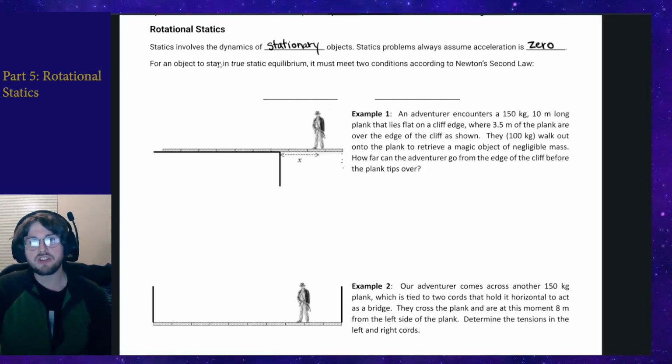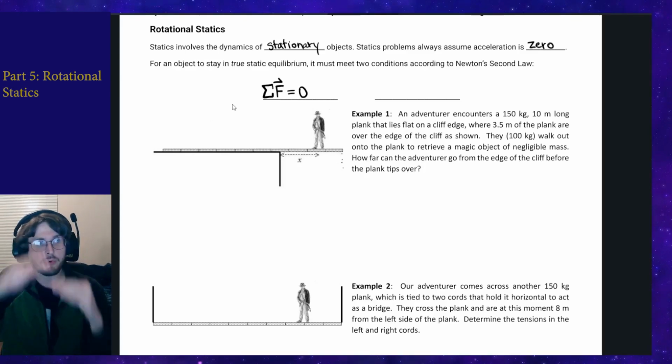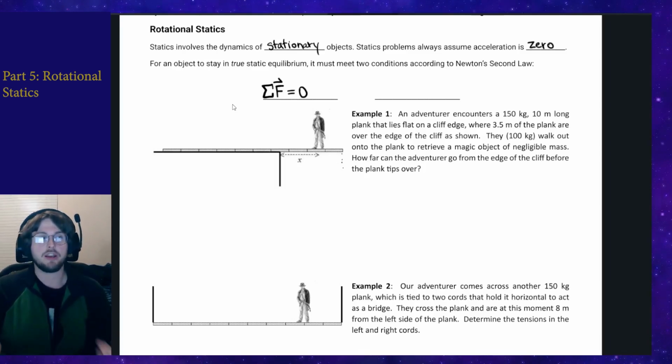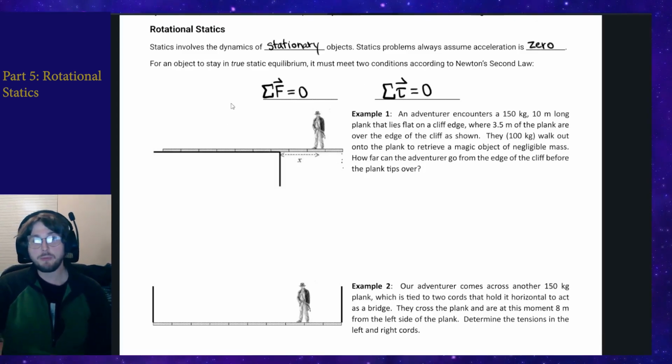For an object to stay in true static equilibrium, it's got to meet two conditions, according to Newton's second law, which, remember, we now have two versions of. Firstly, the sum of all the linear forces needs to add to 0. This means any forces that are up or down need to cancel out, and any forces that are left or right need to cancel out. And then now we have this new condition that the sum of all of the torques acting on an object also needs to cancel out.